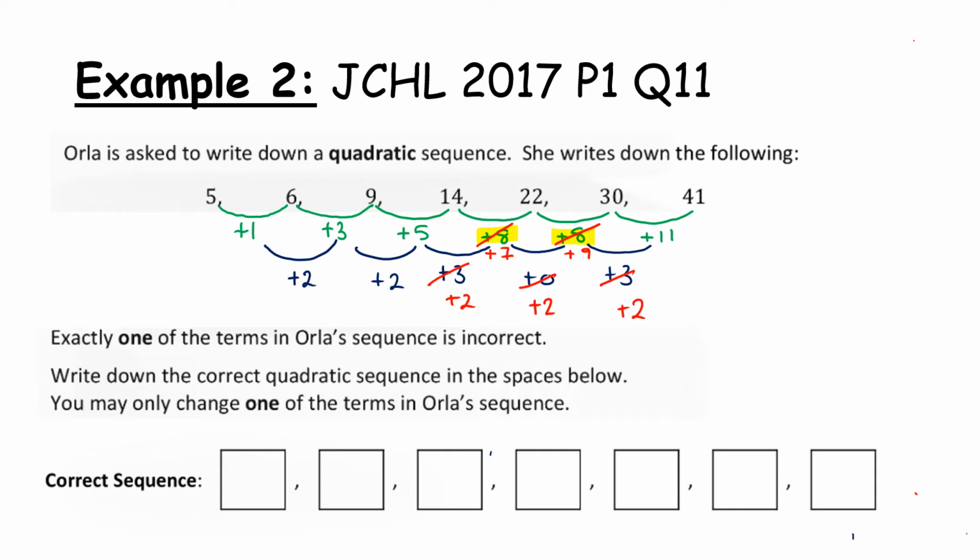Basically, the one that's causing all my problems is my 22. So 14 plus 7, that should get me 21. 21 to 30 does give me the plus 9, which is correct. And then plus 9 to plus 11 gives me plus 2. So by simply changing that one term to 21, it creates the correct quadratic sequence.